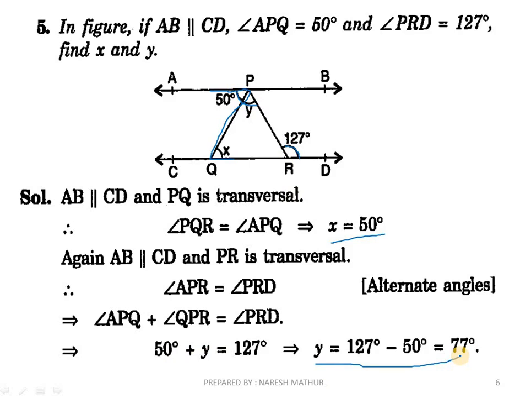Or we can do one more thing. As we have the value of x equals 50, we can write x plus y equals 127 also. The reason behind this x plus y equals 127 is the exterior angle property. The exterior angle is always equal to the sum of its two interior angles. So we have x as 50, so we can get the value of y, which will be 77.